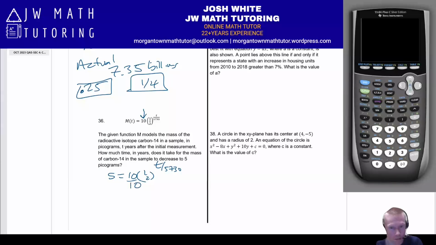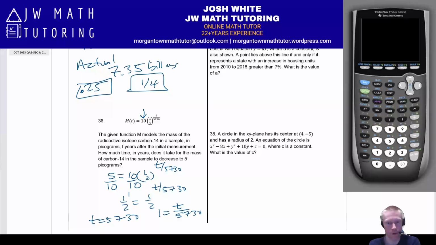So now, if you divide by 10, okay, notice you get 1/2 equals 1/2 to the t over 5730. So in order for these two sides of the equation to be equal, this on the left side is like 1/2 to the first, right? In order for the two sides to be equal, t over 5730 has to just equal 1. In other words, you set the exponents equal to each other. And then if you solve that for t, well, t just has to equal 5,730. You just basically multiply by that on both sides. So this is the correct answer.